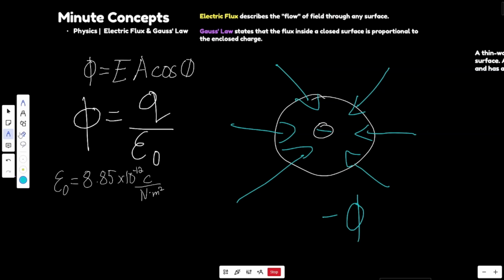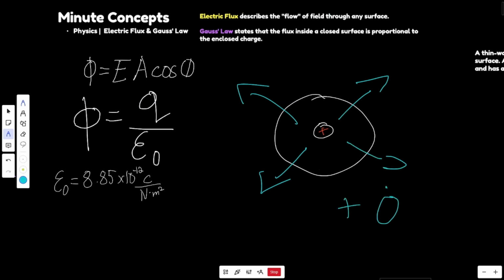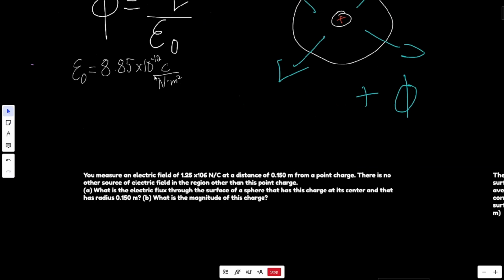Now how about if it were the other way around? If we make it a positive charge, then it would be going outward, and we'd be getting a positive flux. And that's it. So that's pretty much the basics of electric flux. So now let's try problem solving.